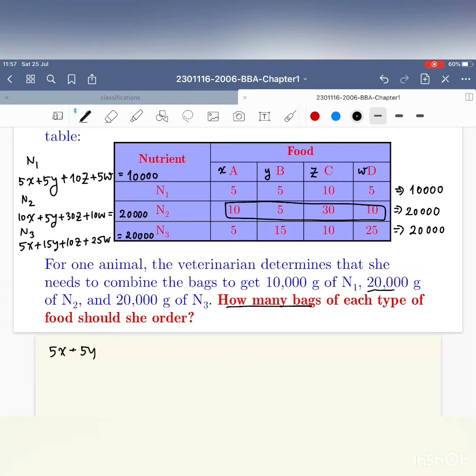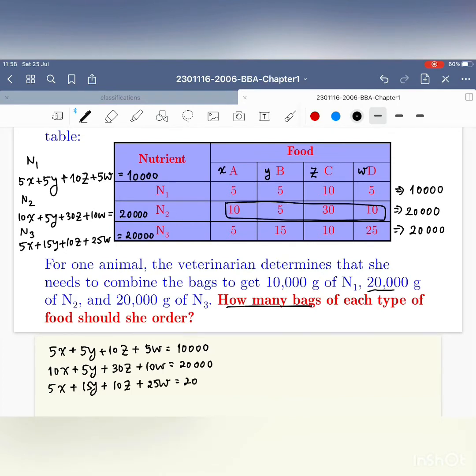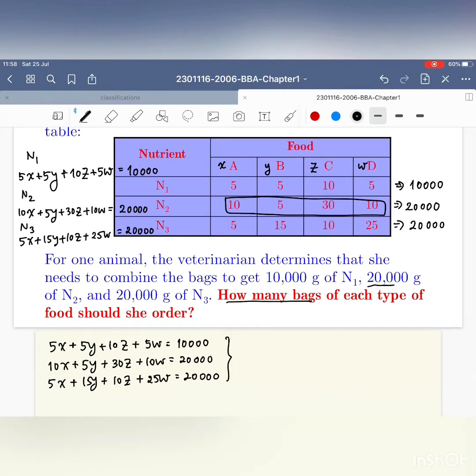5x, 5y, and 10z, and 5w, it is 10,000. 10x, 5y, 30z, 10w, it is 20,000. 5x, 15y, 10z, 25w, it is also 20,000. Okay, so of course you need to solve for x, y, z, and w.